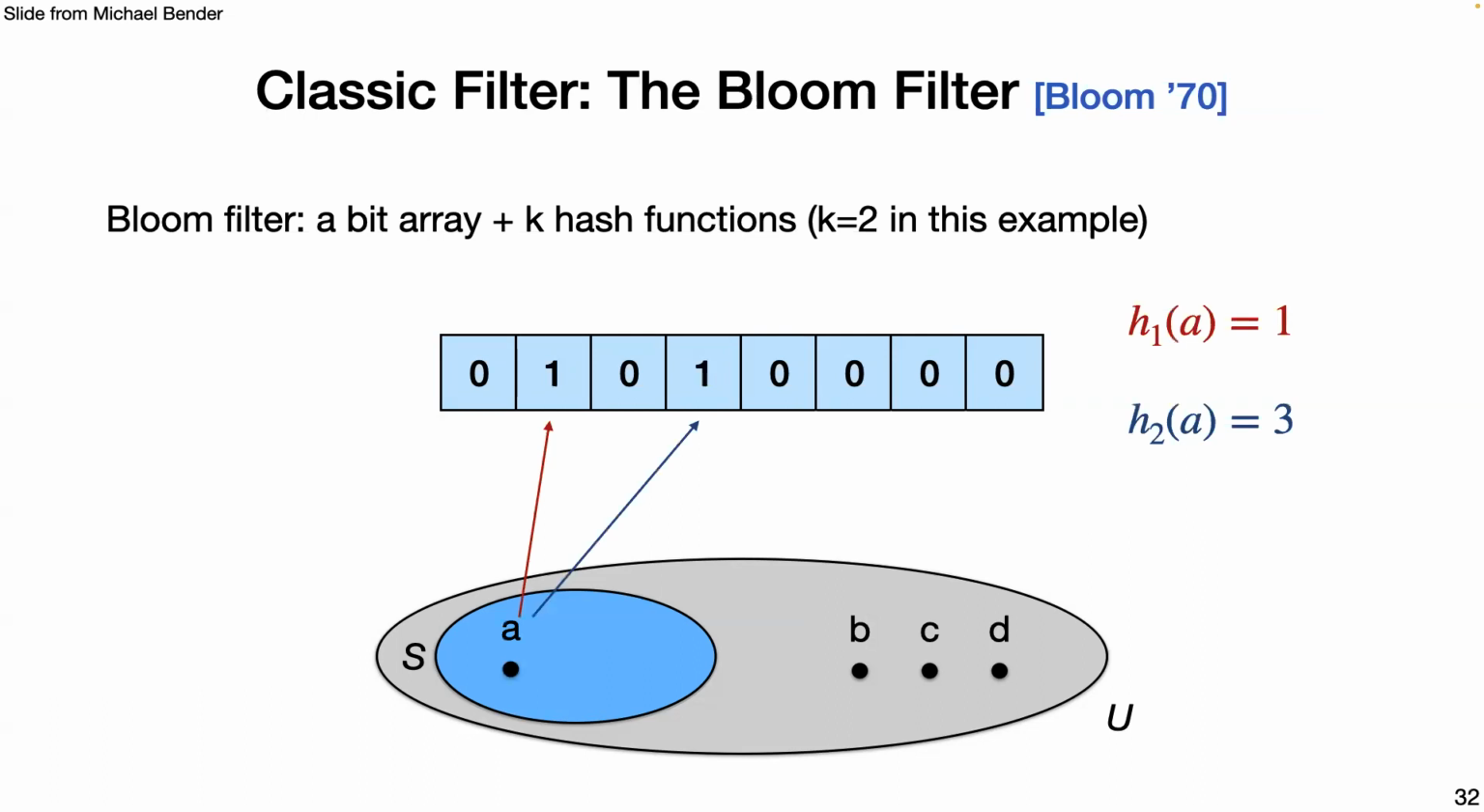Okay, so let's say we get A in our set. We're going to use our 2 hash functions, h sub 1 and h sub 2. Suppose that h sub 1 gave us 1 and h sub 2 gave us 3. The way that the Bloom filter works is that to insert something into it, you set the bits that you got from the hash functions. So this is 1 and that's 3. Now slots 1 and 3 are set and everything else is empty.